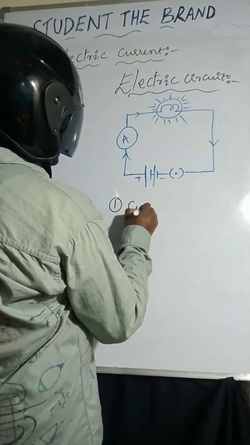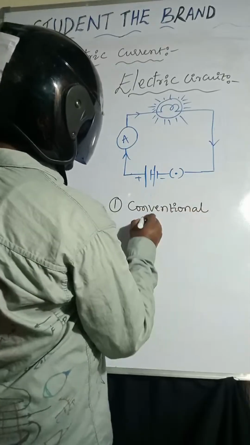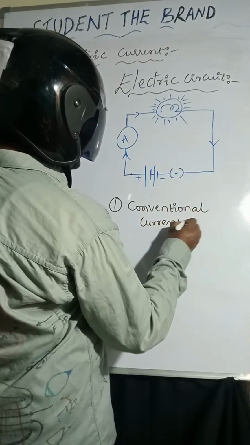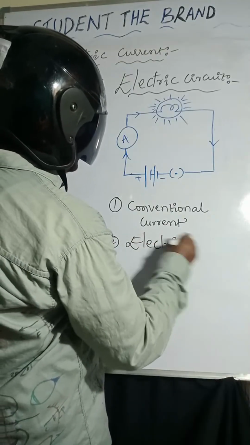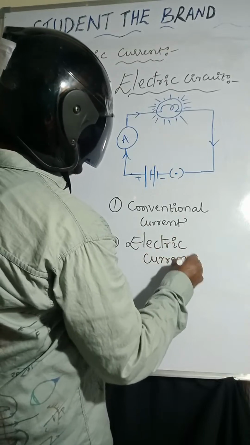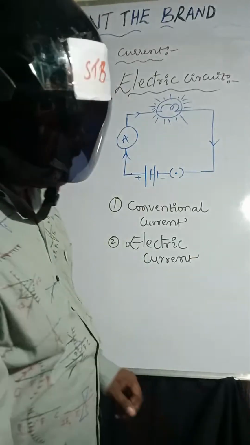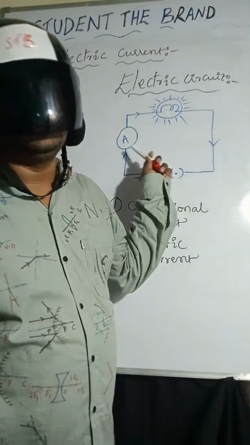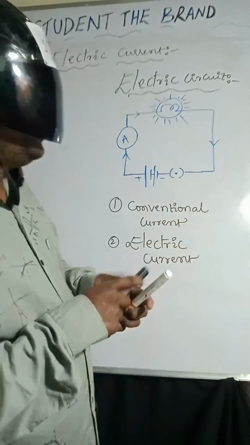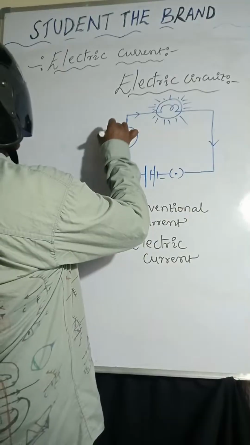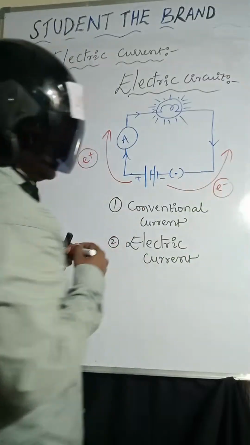The first one is conventional current. The second one is electric current. Conventional current is nothing but the flow of charges. The flow of positive charges is known as conventional current. The flow of electrons is known as electric current.